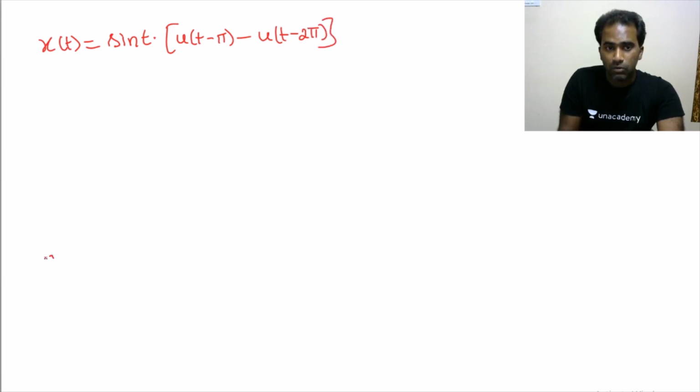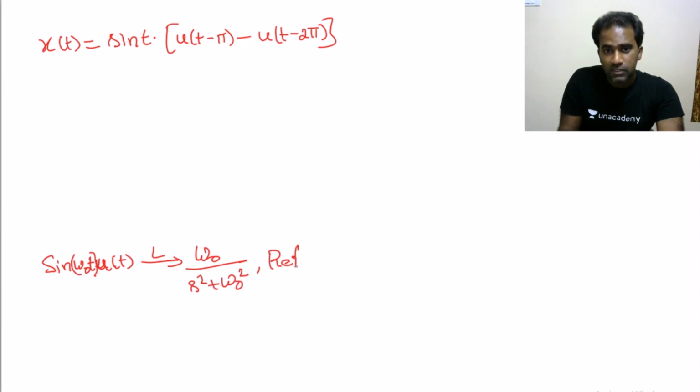So what we know is sine omega naught t into u of t Laplace transform is, let me write the general formula that we've derived. Sine omega naught t into u of t is omega naught by s square plus omega naught square, where the ROC is real part of s greater than real part of the pole, which is 0. So this is the formula that we know.